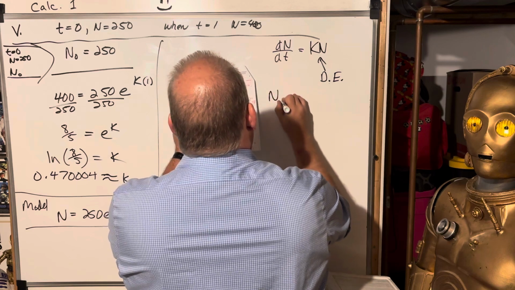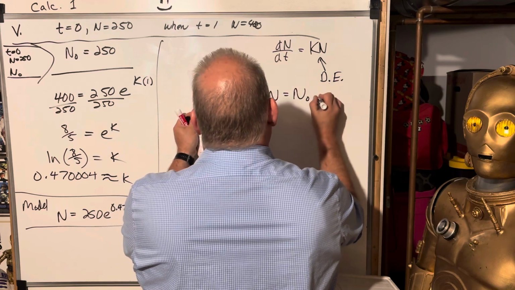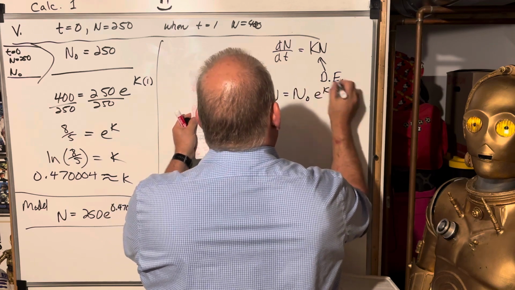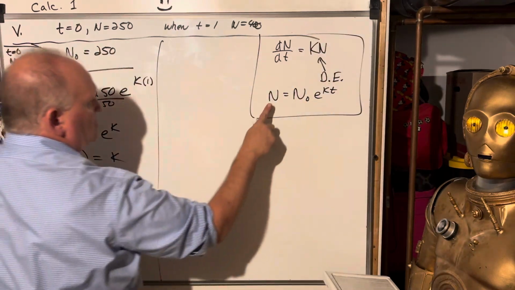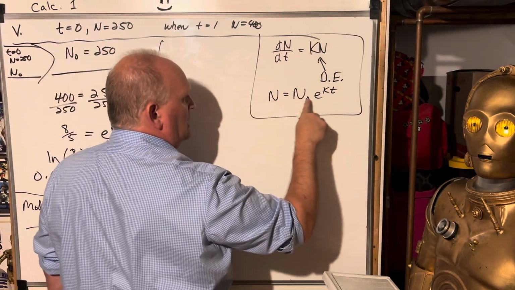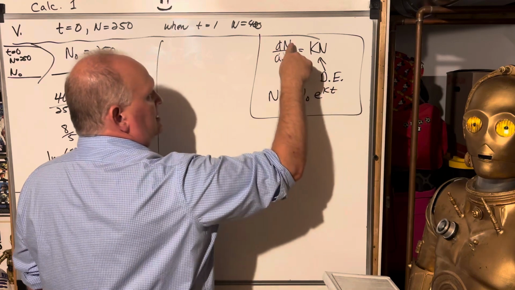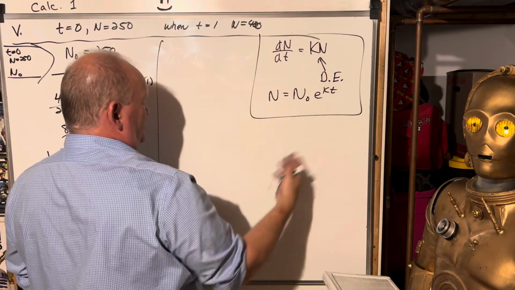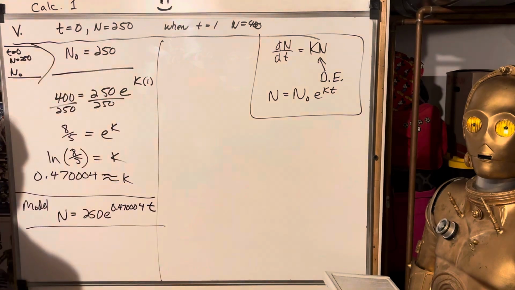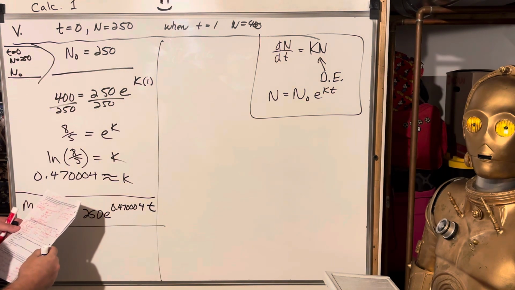And so then n is equal to n naught e to the kt. So just a quick little translation from the y's. This was normally y and y naught and e to the kt. They just swapped out the y with an n. So it's all the same stuff. A rose by any other name.